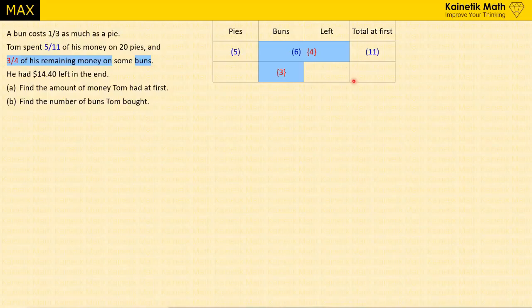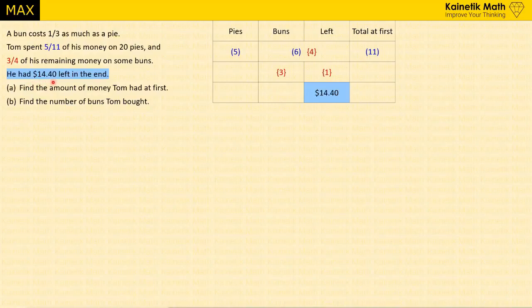Alright, so of course, as you can see here, this is like a model drawing. This is 4 units, this is 3 units, of course this must be the 1 unit. We still have one piece of information that deals with the portions of the money, which is the $14.40, and that's what's left in the end. So we put it directly under the heading left.